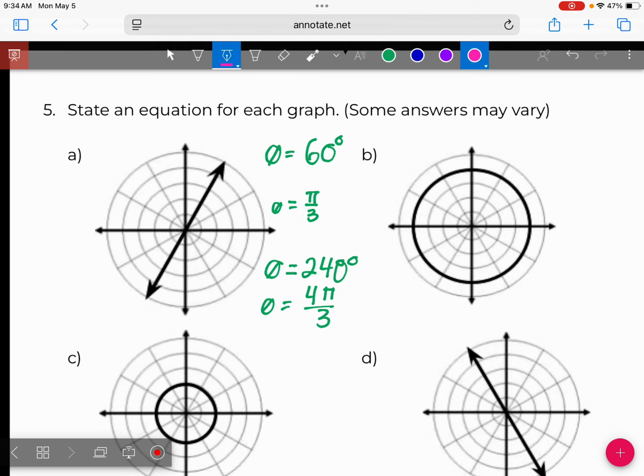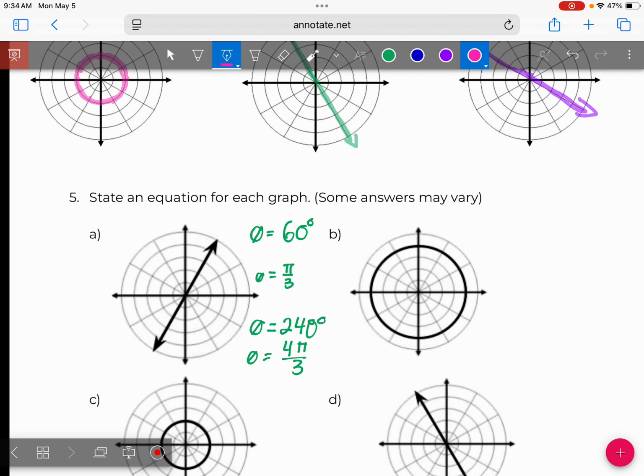What about for B? What's that one going to look like? R equals 4. Yeah, it's our radius. R equals, and we just have to count outwards. So 0 is right at the origin. 1, 2, 3, 4. Our radius is 4 here.